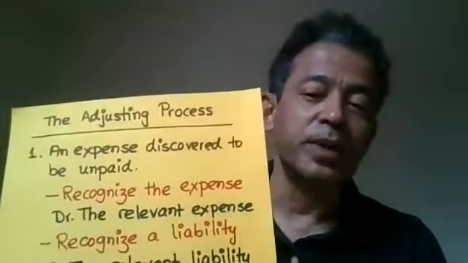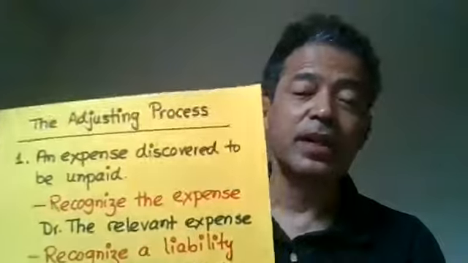And sometimes we pay later, sometimes we pay in advance, and even an advance payment doesn't need to be recognized as an expense, because an advance payment is an asset. But if an advance payment or part of it is consumed during this period, then that portion must be recognized as an expense. So what is important is the identification of revenues for a period minus expenses for the same period. All right. So coming back to our category number 1, an expense discovered to be unpaid.